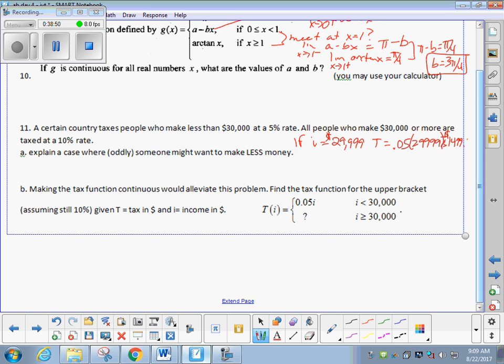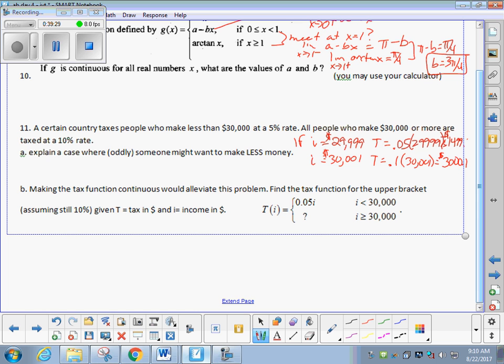If your boss comes to you and says, man, you're doing a great job, I'm going to give you a $2 raise. And all of a sudden, you're making $30,001. Well, now, what tax bracket are you in? 10%. So what's your tax? 0.1 of 30,001. How much is your tax? I hope you can do 10% of something mentally. If you can't, go back to pre-algebra. It is $3,000.10.